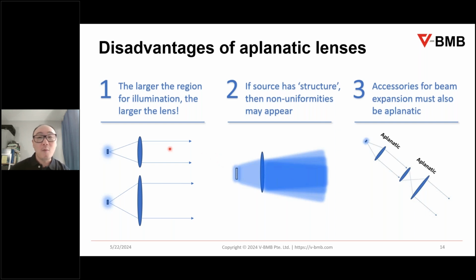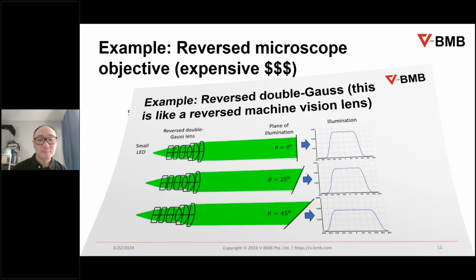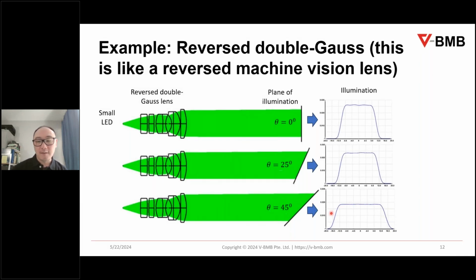First of all, if you want to illuminate a larger scene, then the lens has to be larger. As shown here, I've got the scene here. If I want the illumination to be even bigger, then I have to increase the diameter of this beam. That means you're going to increase the size of the lens. That's going to be expensive.